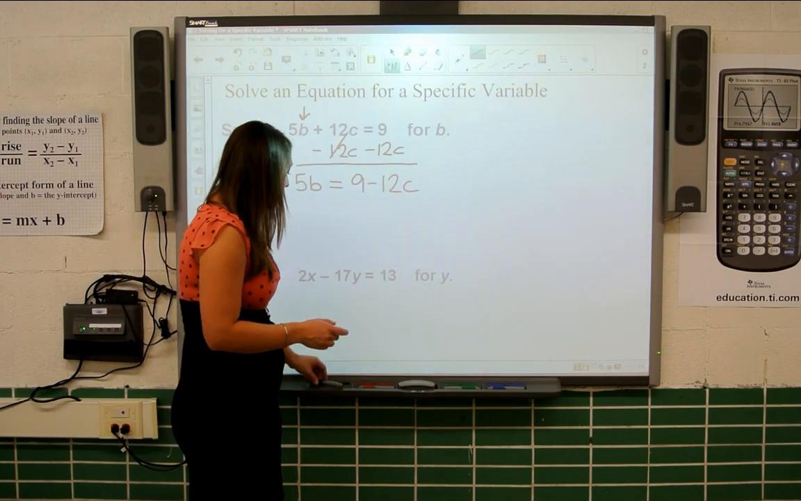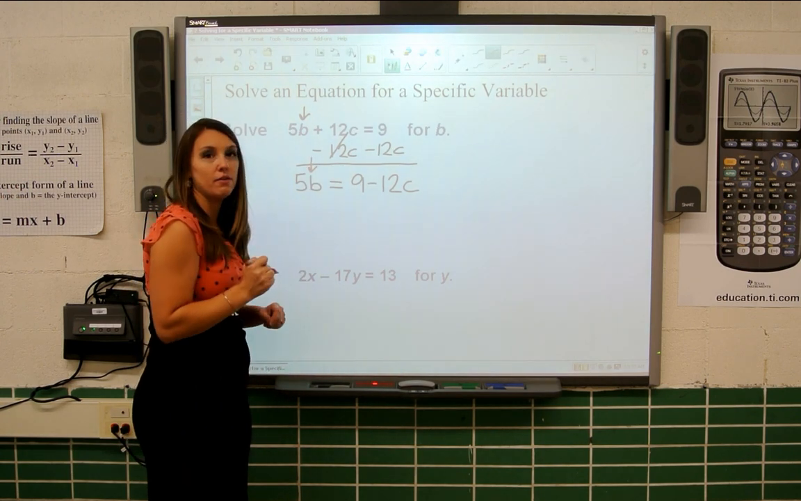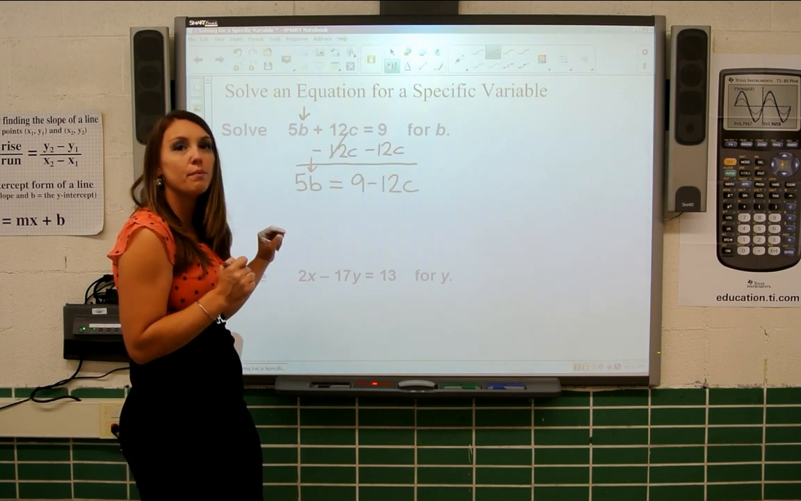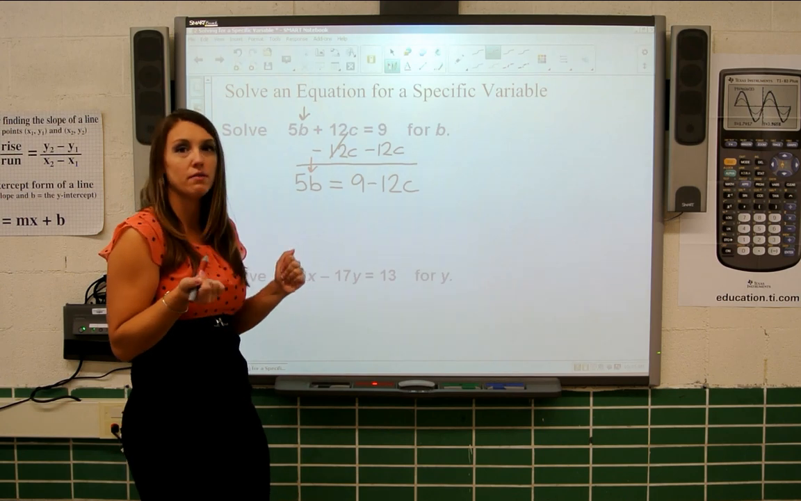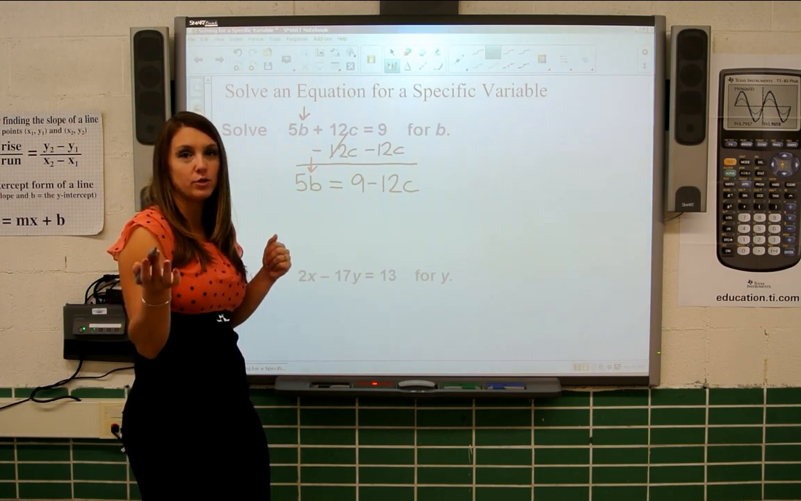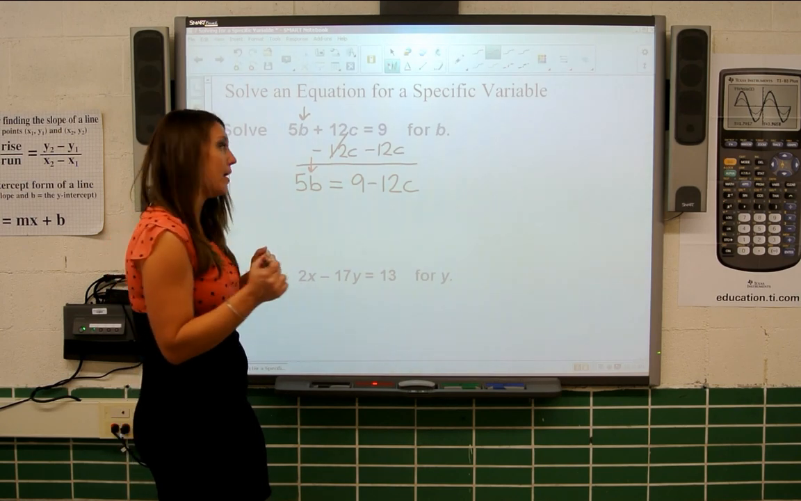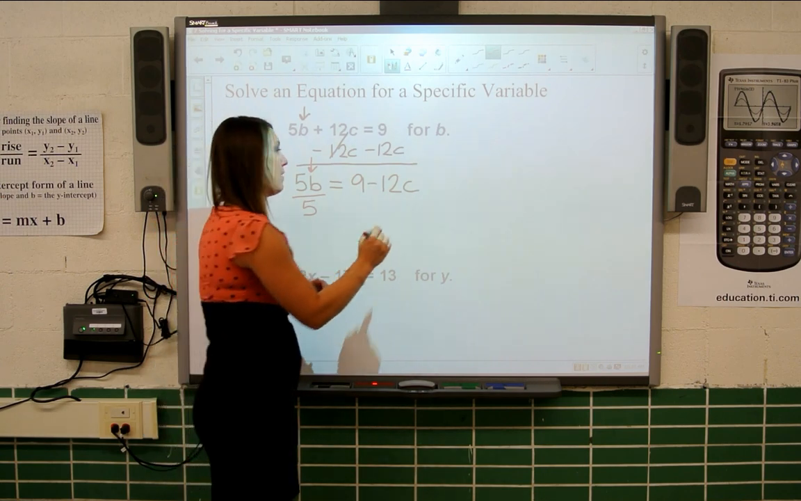Now again, we're looking at this b here. We're trying to get this b all by itself. Now, we've already added and subtracted away from the b, we're trying to multiply or divide away from the b. So we look at the b and we think to ourselves, okay, there's a 5 multiplied to it. So I need to get that 5 away. In order to get that 5 away, we're going to divide by 5. Opposite operation always. Divide by 5.